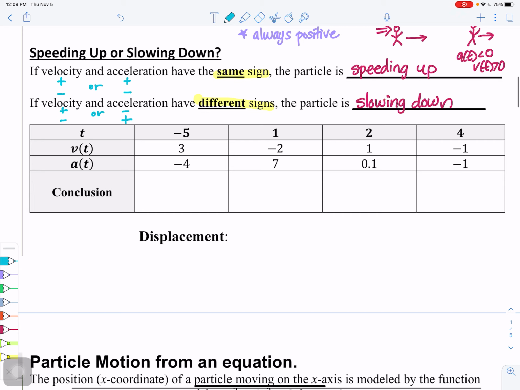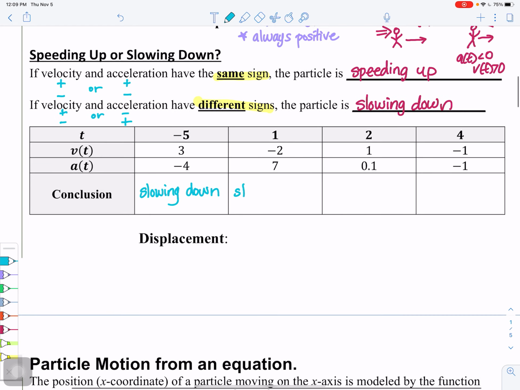Let's just work a quick example and take a look at this table. Maybe pause the video and then turn it back on and try to fill in the conclusion, speeding up or slowing down for each one of these. Okay, you should have already completed this. When the velocity is positive and the acceleration is negative, we will be slowing down. They have opposite signs. Even though the velocity is negative this time, the acceleration is positive. The signs are not the same, they are different. We will be slowing down.